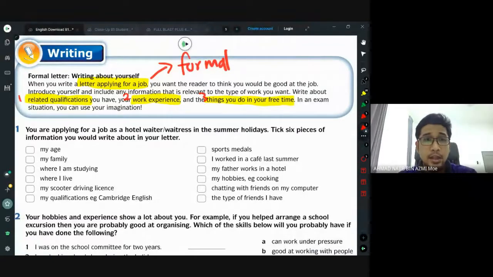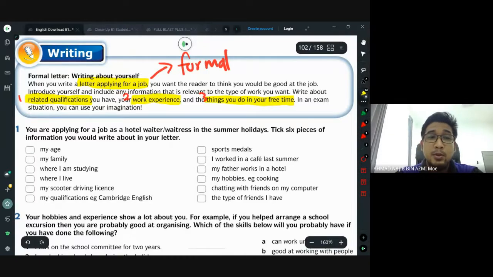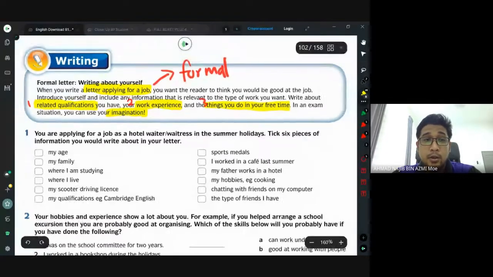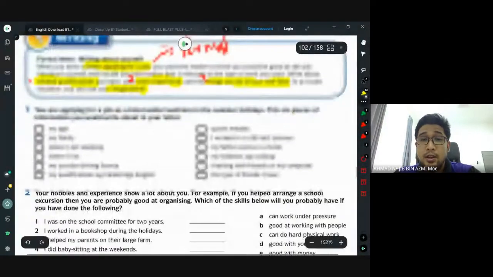In an exam situation, you can use your imagination. Meaning kamu boleh, you can invent your own qualification, you can invent your own work experience, and you can invent your own hobby. Say that might not be your real hobby, but you can just make it up in your essay. Use your imagination. That is the most important thing. Sebabnya kalau nak tulis yang betulnya, some of you might not have work experience, some of you might not have the related qualifications and whatnot.